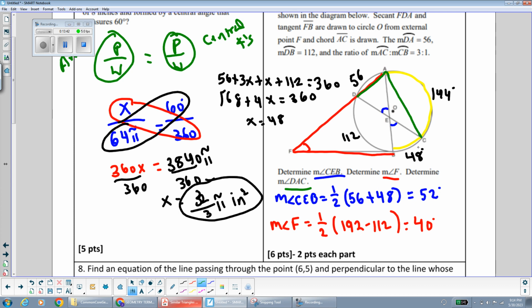Arc DC is 112 plus 48. 112 plus 48 is 160. So the measure of angle DAC, since it's an inscribed angle, is half of its intercepted arc, which would be 80 degrees.